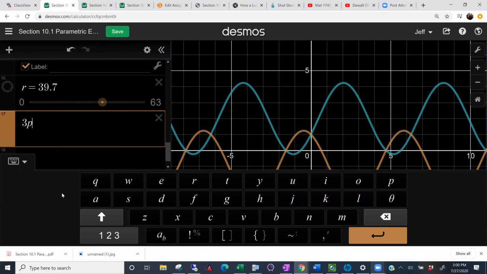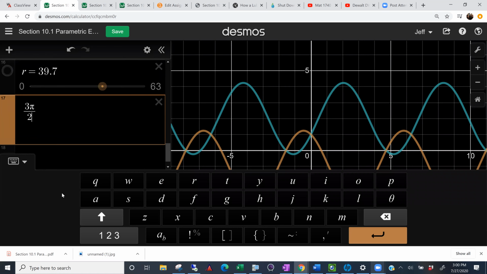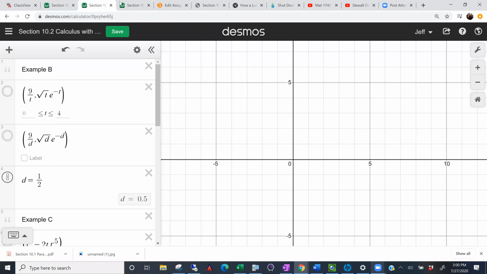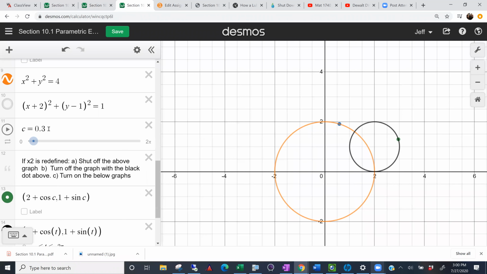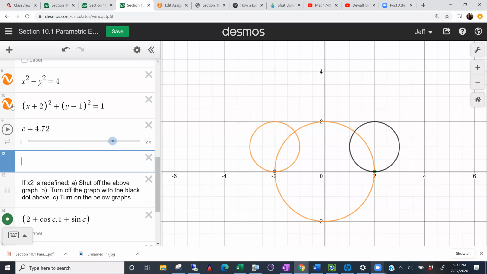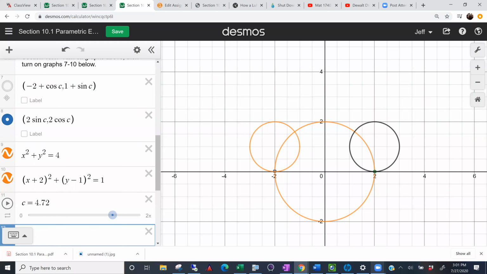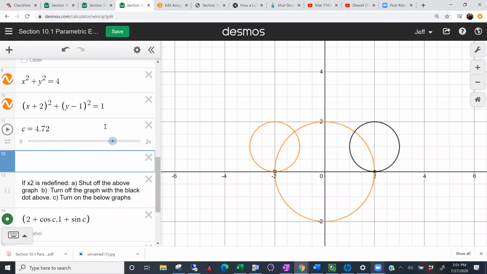So 3 pi over 2, let's get a nice numerical value for that. There you go, about 4.712. If you look back to our little demonstration at about 4.72 for C, I think that's where we saw that they were both about equal. Yeah, right there. So that's what's going on with that.